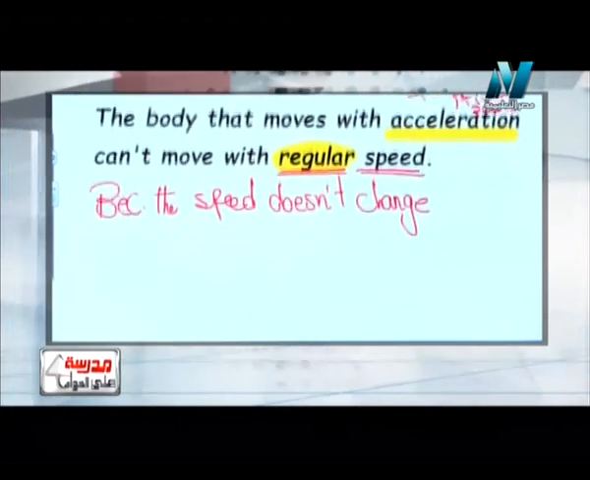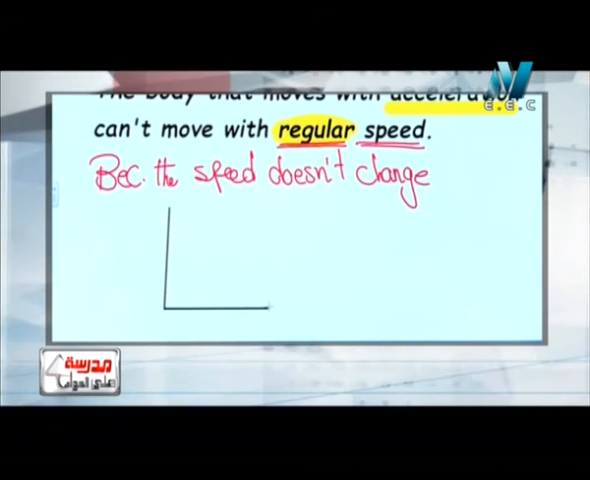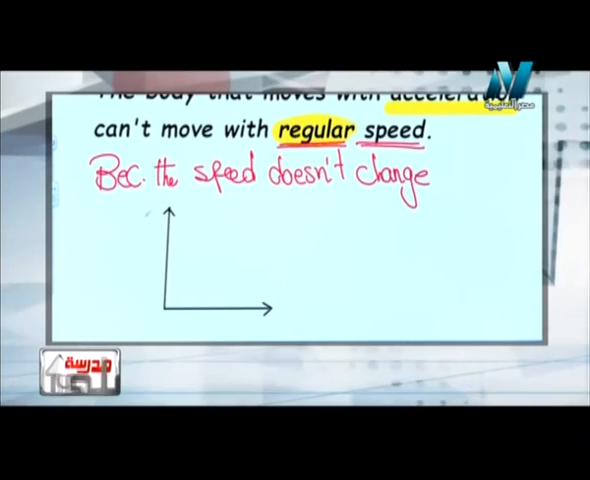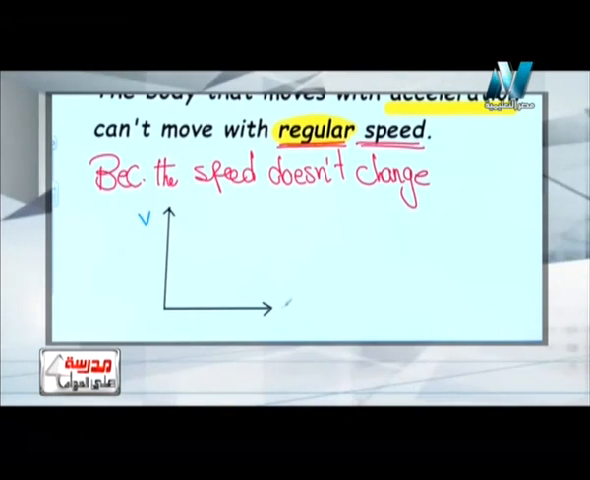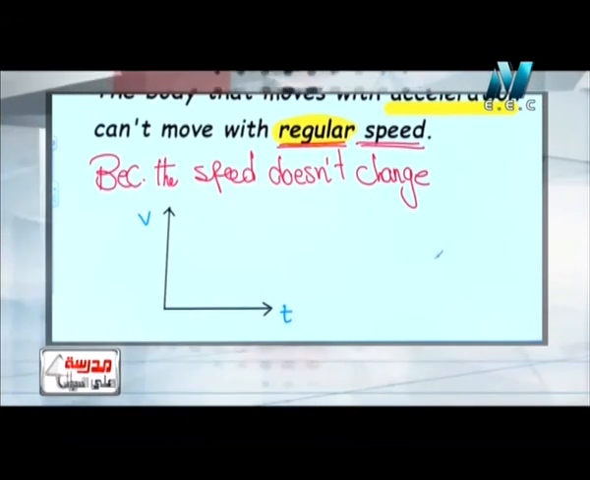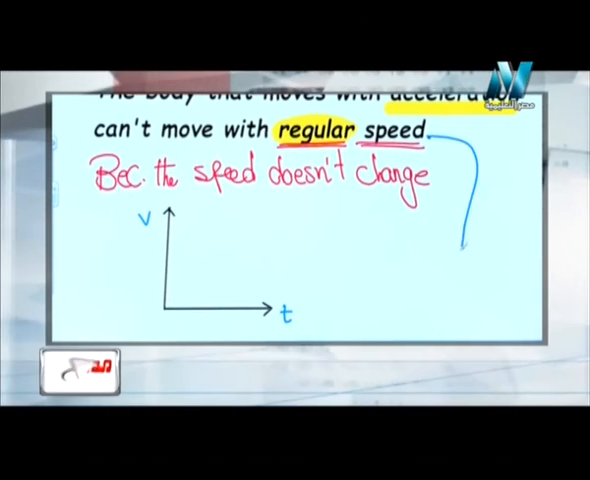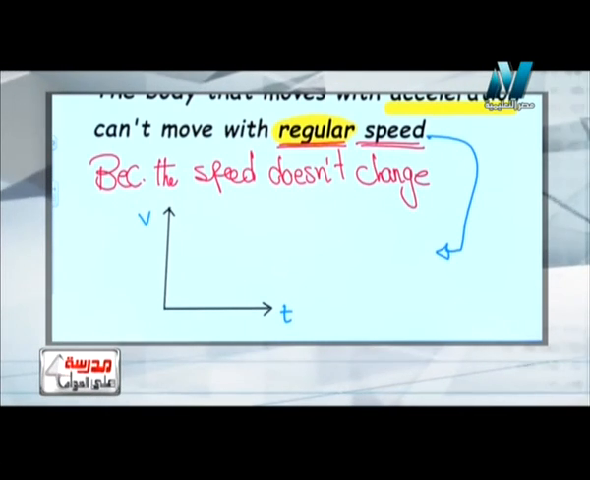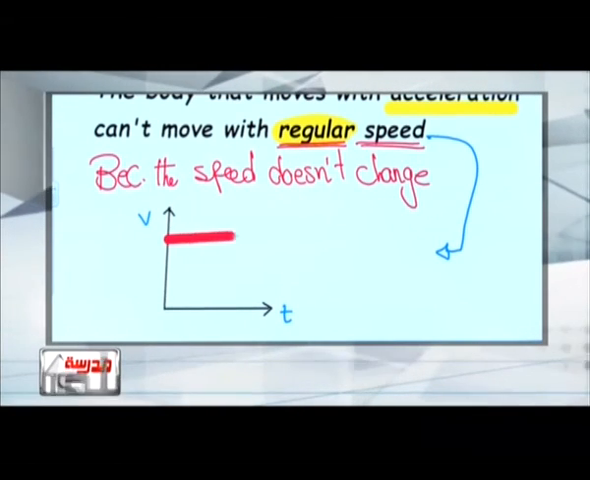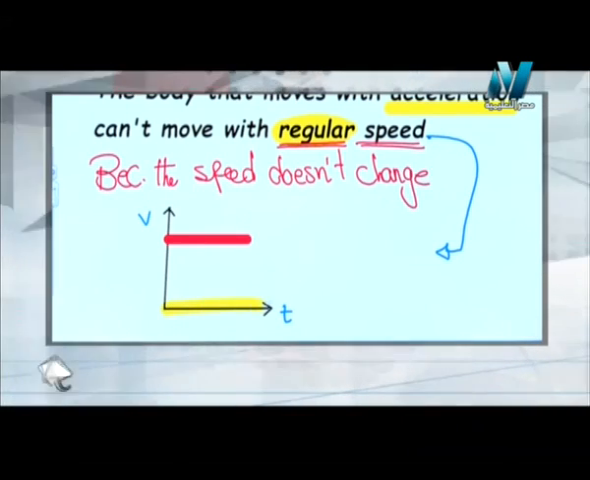طب نشوفها بجراف. If we have a graph like that, we should know the graph of acceleration, as we have V and T because we talk about acceleration. V over T. طيب. If the body moves with regular speed we have a graph like that. الجراف شكله بقى عامل ازاي؟ كده. A straight line parallel to the time axis.